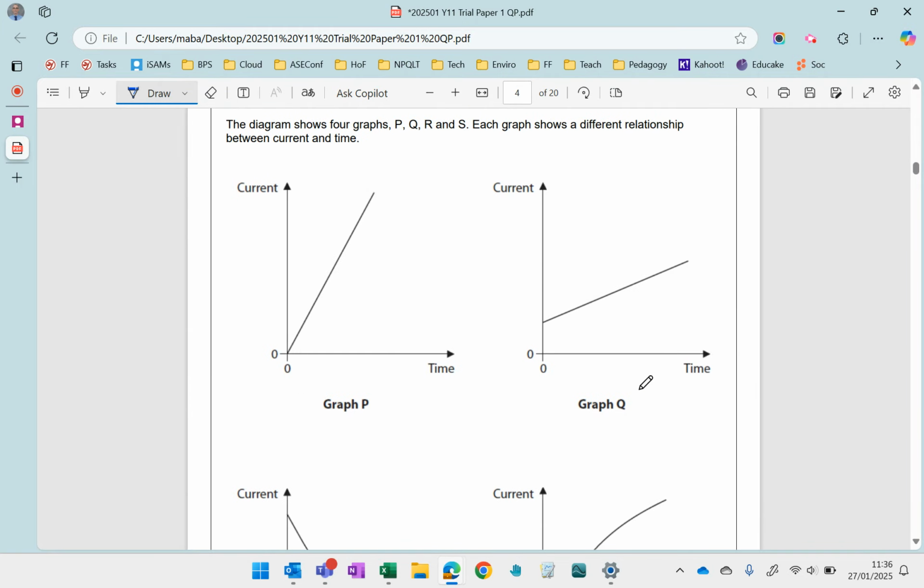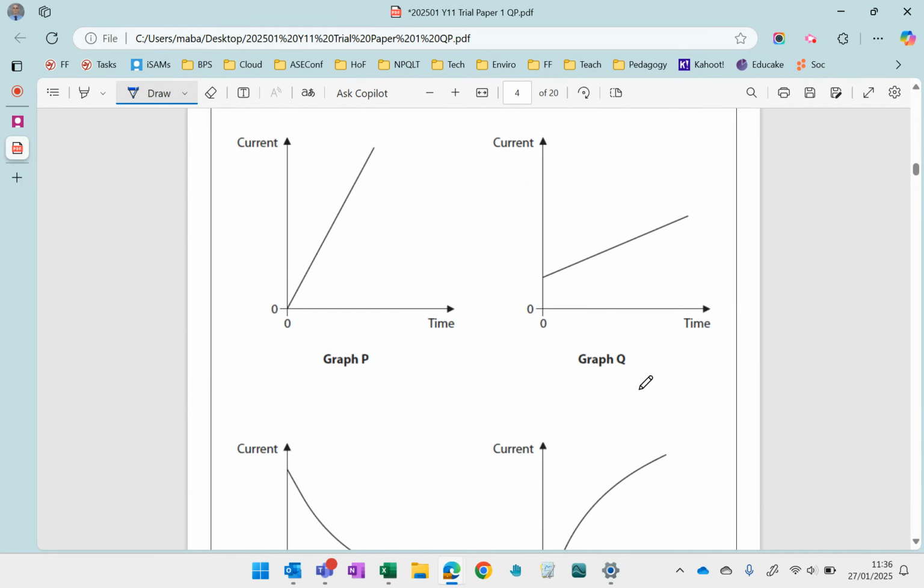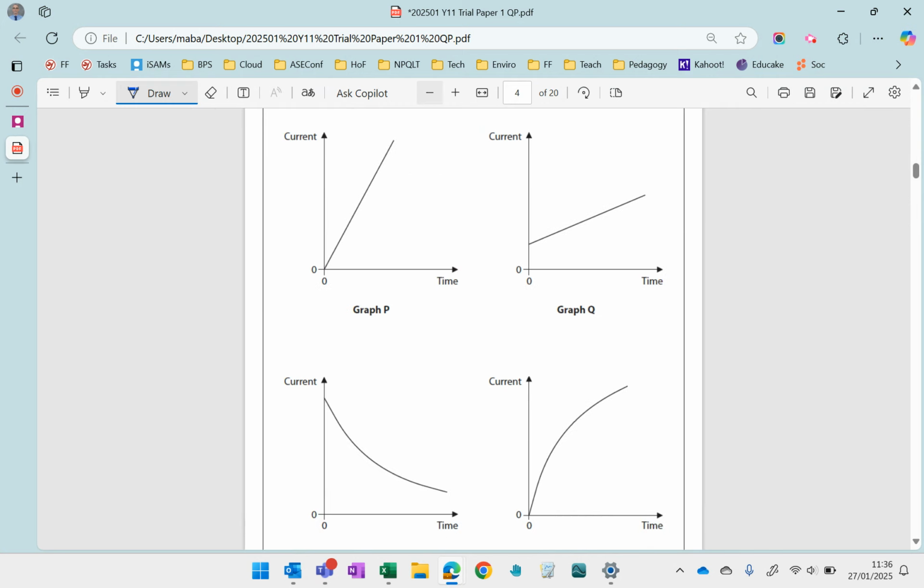Moving on, then we've got to try and work out the different kind of descriptions for these graphs. So first of all, this graph is a straight line which passes through 0, 0. So for this one, we know that current is directly proportional to time. And that's important because there's two features that make it directly proportional. One is that it's a straight line, the second one is that it's through the origin.